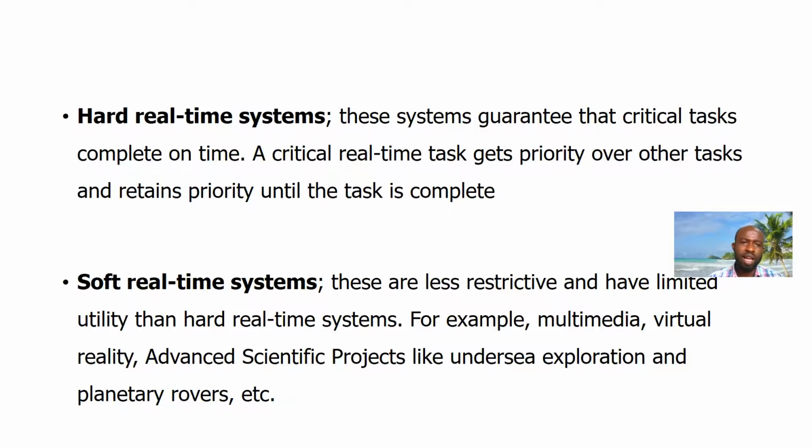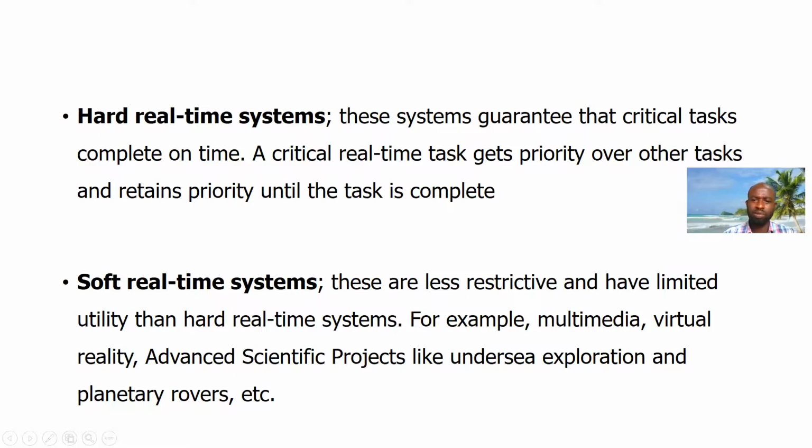We also have the hard real-time system. This system guarantees that critical tasks complete on time. A critical real-time task gets priority over other tasks and retains priority until the task is complete. We also have the soft real-time systems. These are less restrictive and have limited utility compared to hard real-time systems. For example, multimedia, virtual reality, and advanced scientific projects like undersea exploration and planetary rovers.